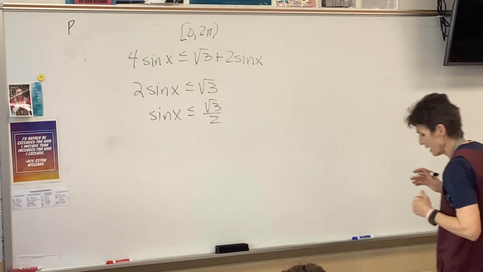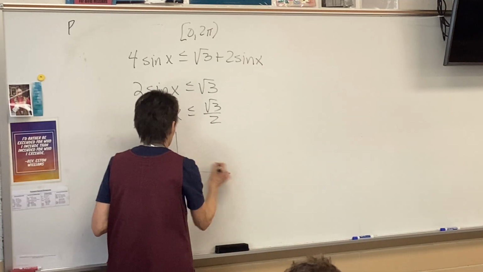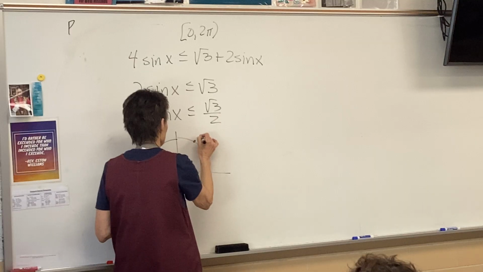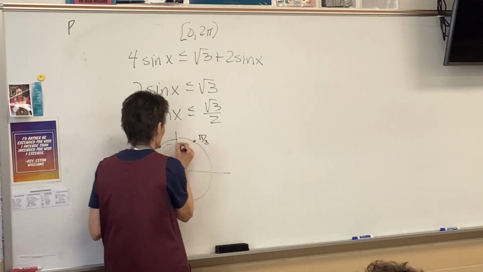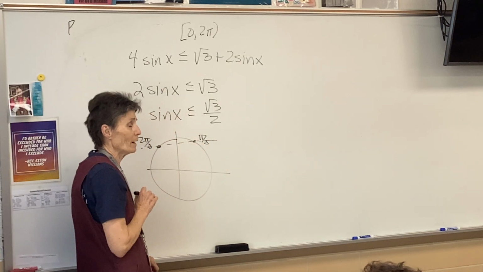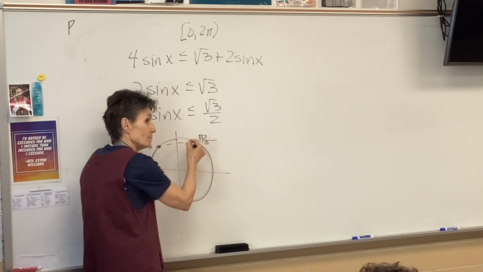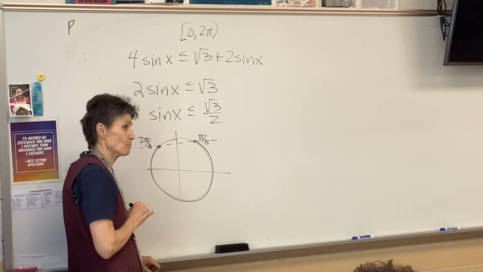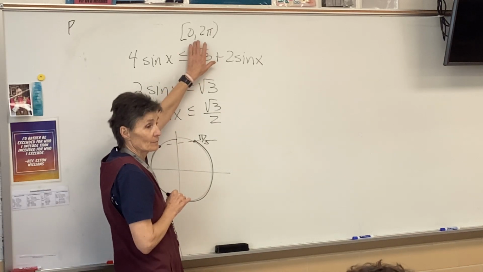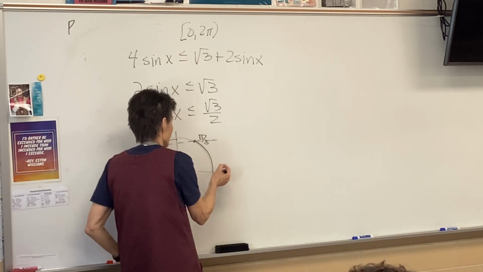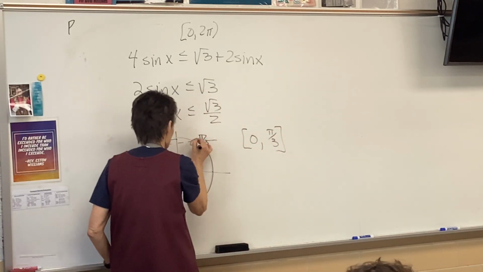So where does the sine equal root 3 over 2? Pi over 3 and 2 pi over 3, right? Where is it less than that? All of this? How do we express that in an answer now? Where do we start? 0. So we start with 0 and go all the way to pi over 3, which these are closed-in dots, right?